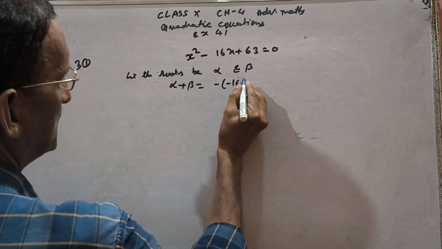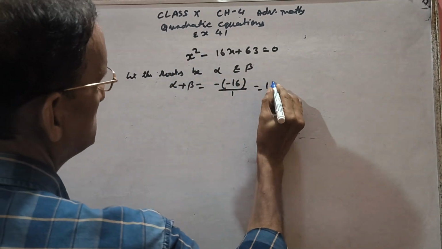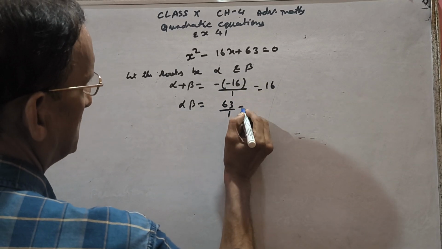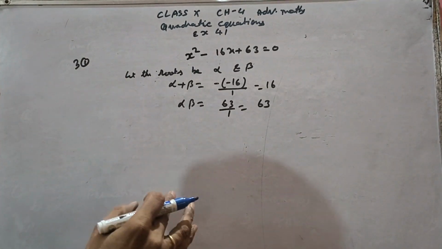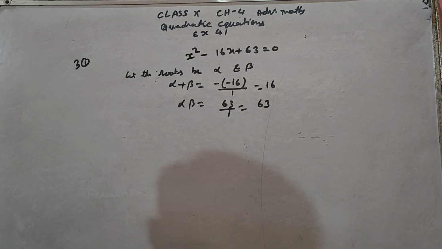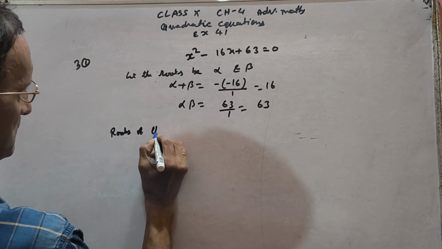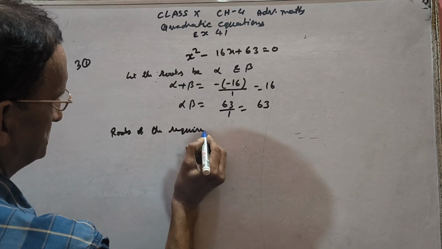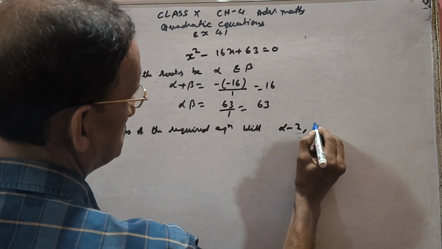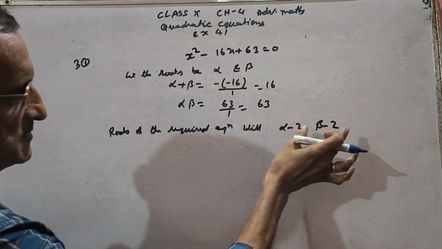Minus b by a, which is 16. And find alpha into beta, c by a, 63 by 1, that is 63. Now, we are required to form a quadratic equation whose roots are 2 less than the roots of this equation. What is the meaning? The roots of the required equation will be what? Alpha minus 2 and beta minus 2. 2 less than the roots of this equation, we have taken alpha and beta. So 2 less means this.